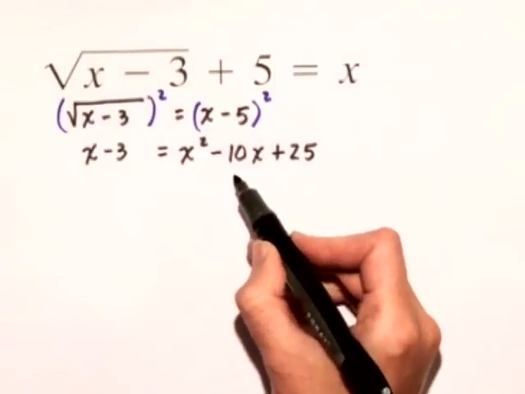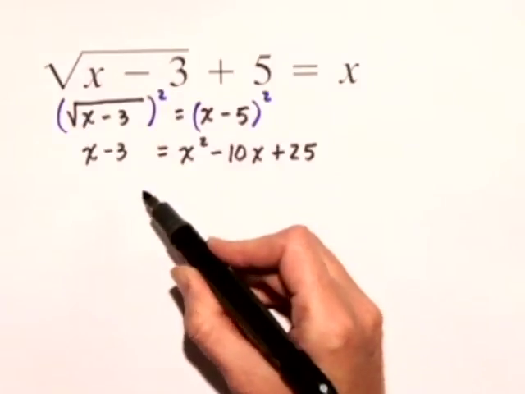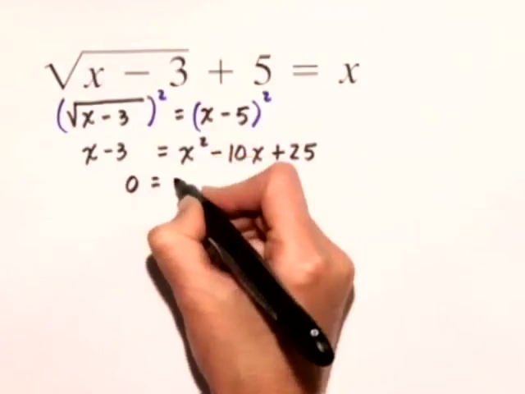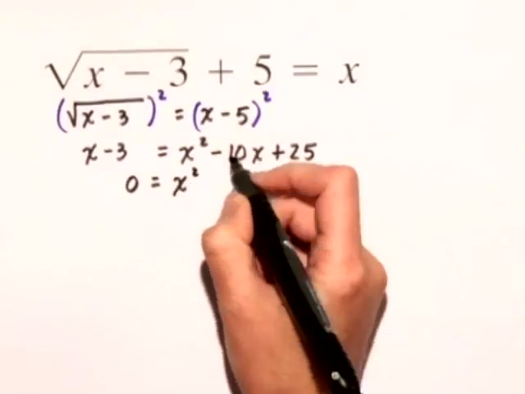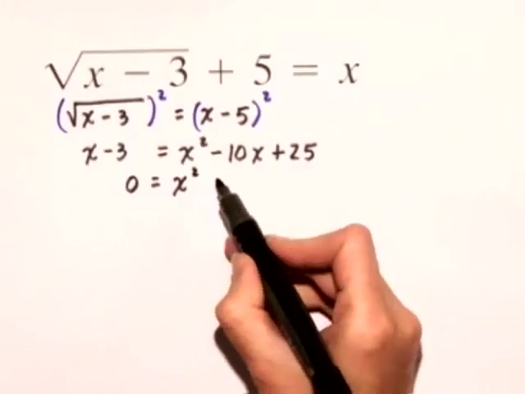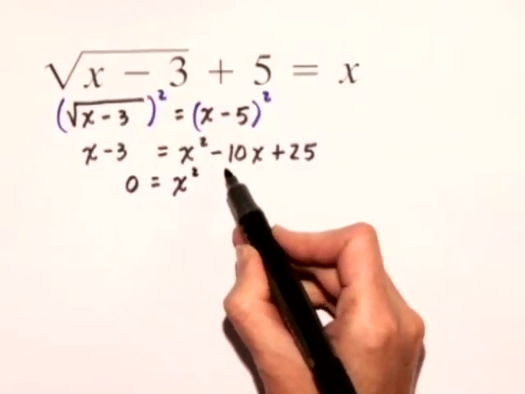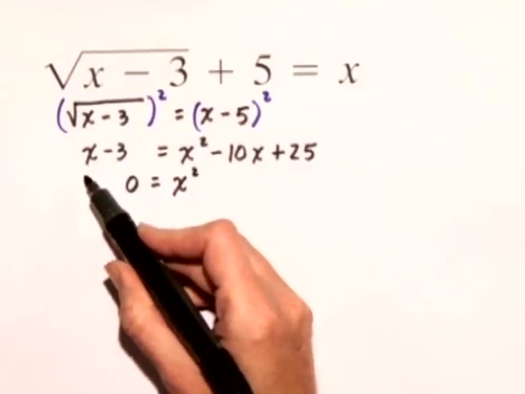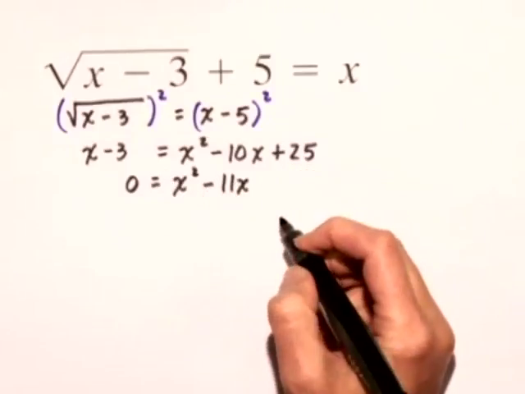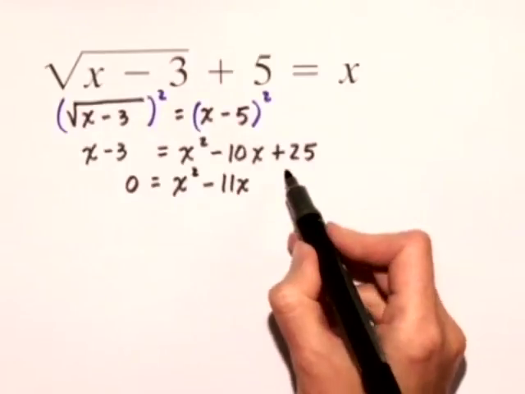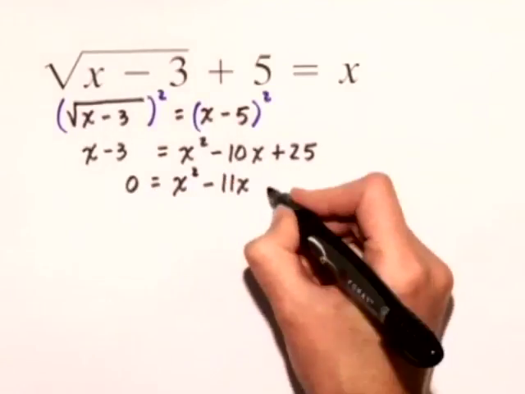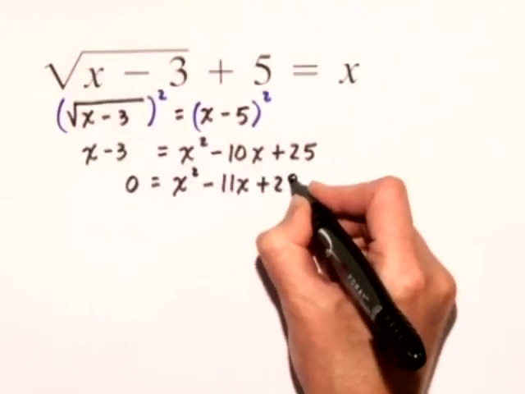Let's put all of our terms on the right-hand side and set the left-hand side equal to 0. So when we do that, we'll have 0 equals x squared. Notice we're going to subtract x from both sides of this equation. The right-hand side has negative 10x. When we subtract x from both sides, we get minus 11x. And as far as our constant terms, we already have 25 on the right-hand side. When we add 3 to both sides, we get plus 28.